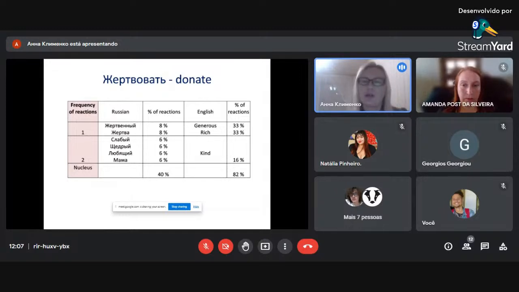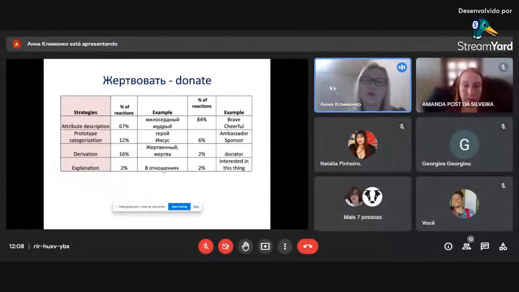I should say that while in English the reactions in the nucleus were more concentrated, we have 3 reactions in the nuclear. In Russian, we have more reactions and the percentage is not so high. So we have a very diverse periphery. And again, the nucleus is more concentrated here. And we have the difference in reaction. While in the first 2 groups, we have similarity in reactions, I mean, at least in the meaning. Here we have the difference because in Russian, it is victim, weak, loving, or mother, and in English it is generous or rich as the first range of reaction and kind as the second range.